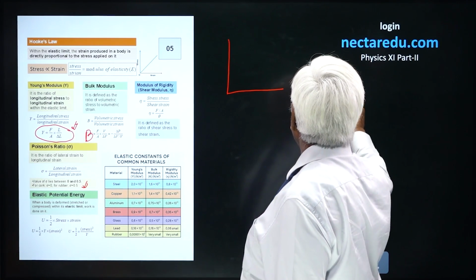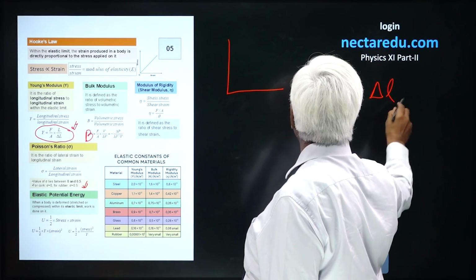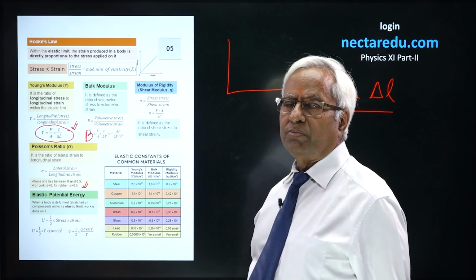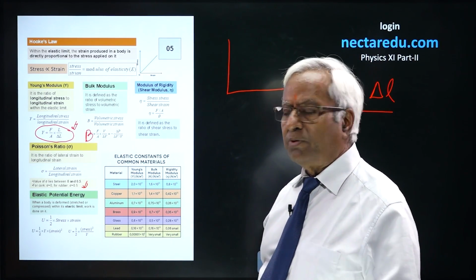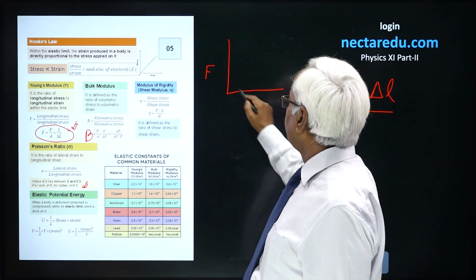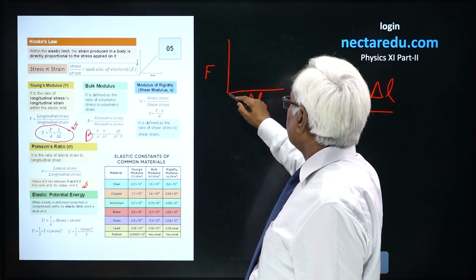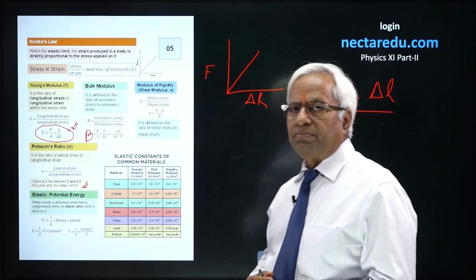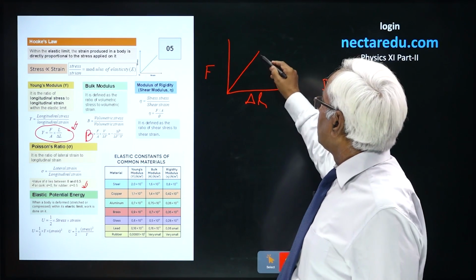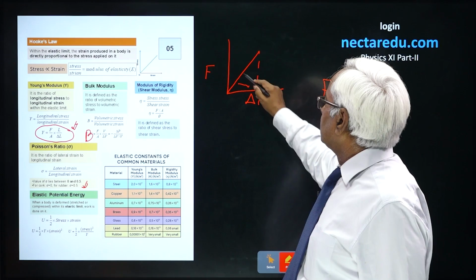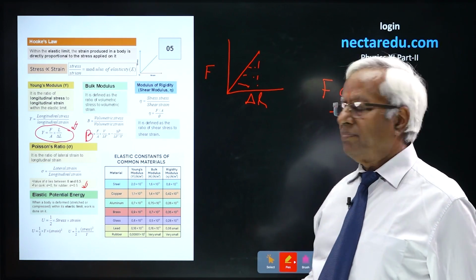You see, the greater the deforming force, the greater the deformation will also be. That means the two are proportional. If you plot the graph between force and extension up to the limit of proportionality, it's going to be a straight line. The area is going to be work done.